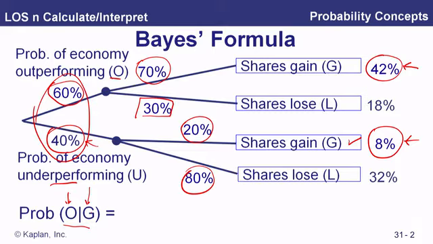Because first I'm going to look at the total probability, 42 and 8. So that's our unconditional probability that shares will gain. We don't know anything about the economy. There's a 50% chance that shares will gain.